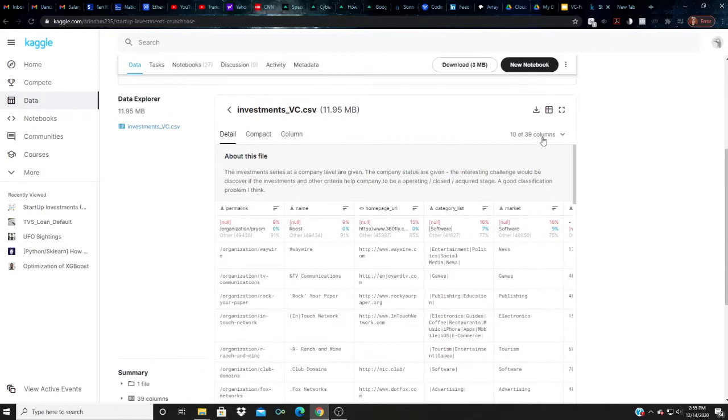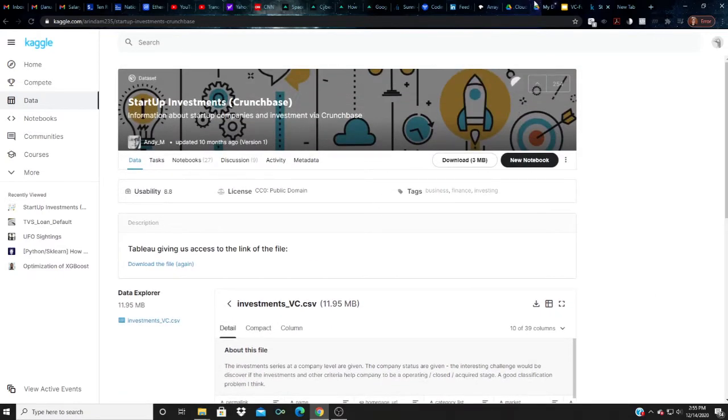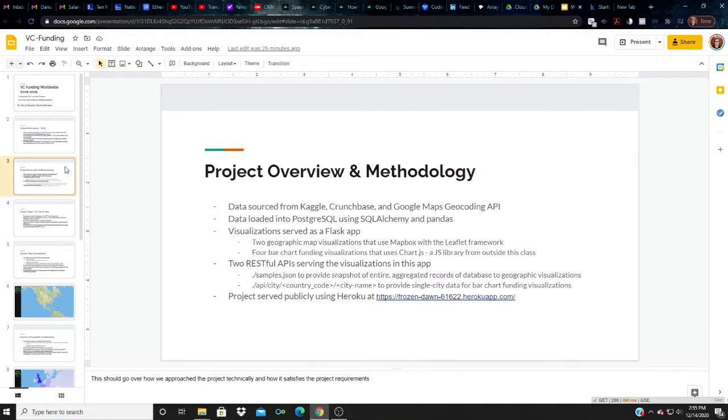Like I said, 39 columns, so it's a really wide data set. I think it only has like 70,000 entries, but then we cleaned it and it actually wound up being fewer than that, I think 50,000 or so.